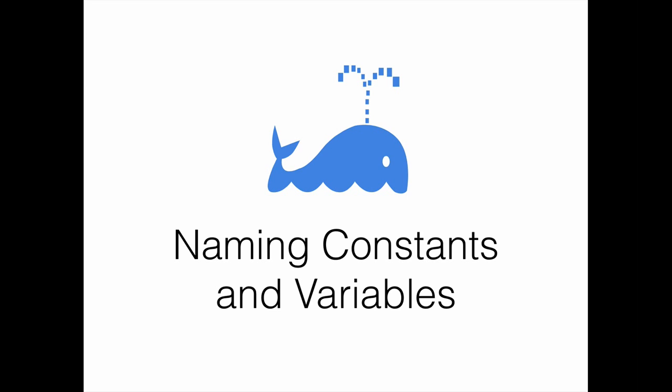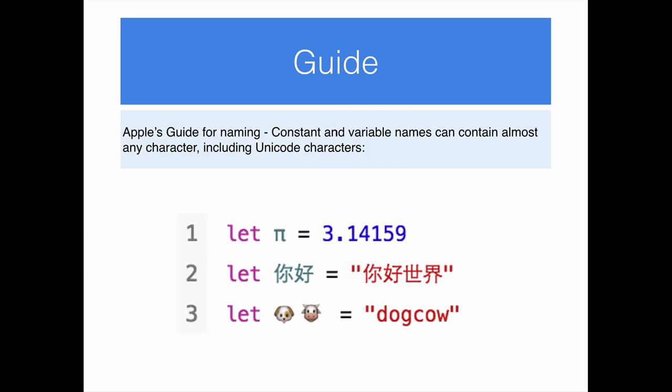It's now time to learn about naming constants and variables. So let's jump right into this. Apple provides a bit of a guide here, and they show us some examples of what can be valid constant names and variable names. So we see here that they're giving us an example where we can use a symbol for pi. We don't have to write pi, we can actually use the symbol here.